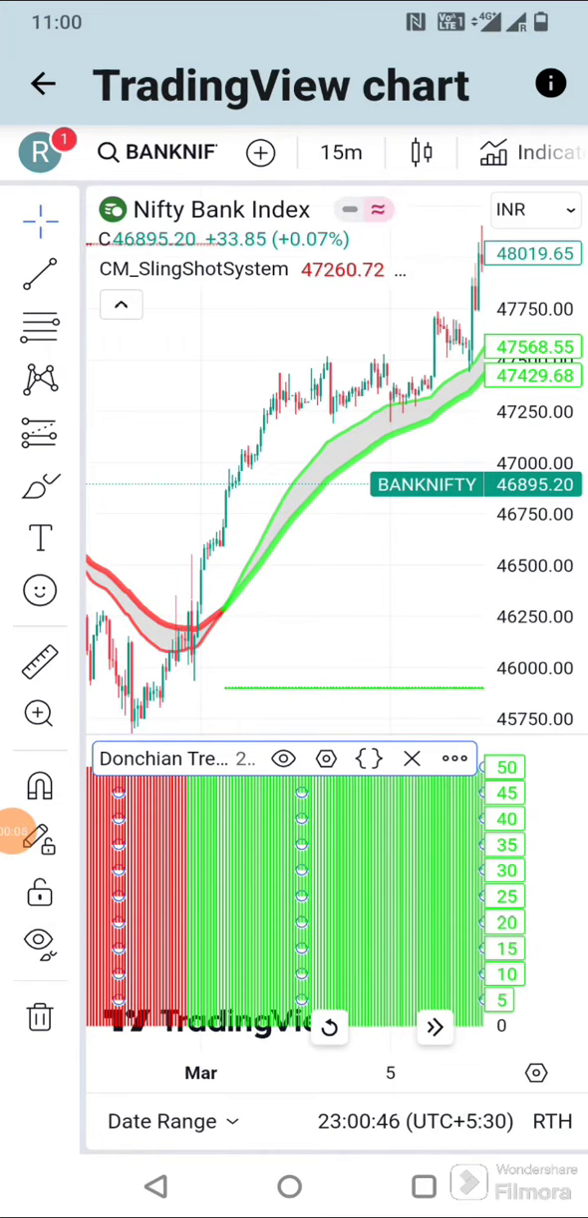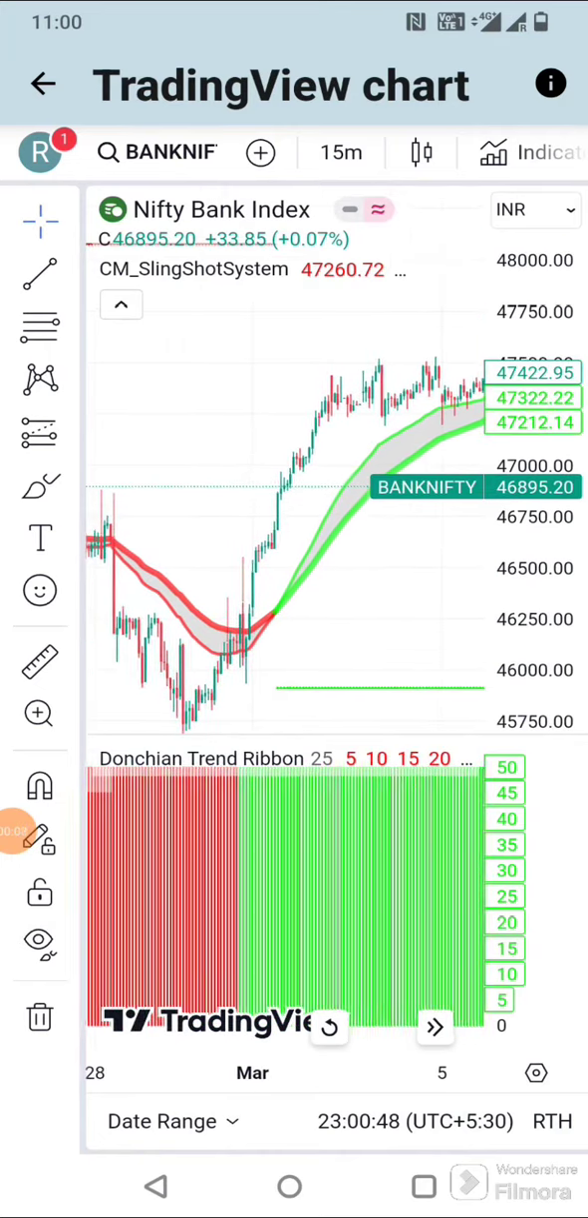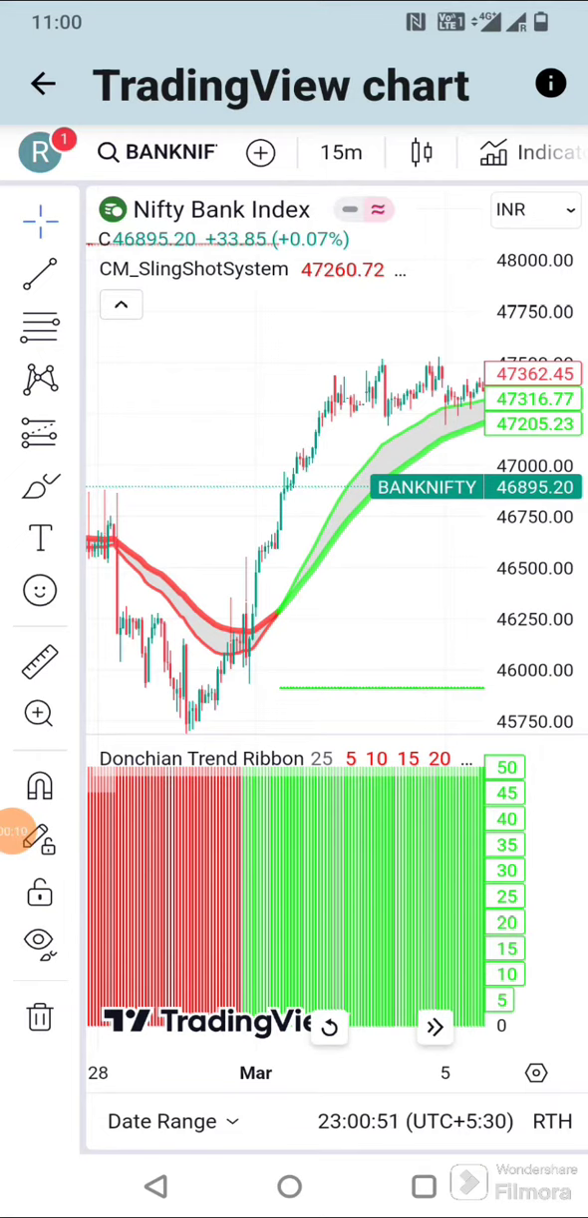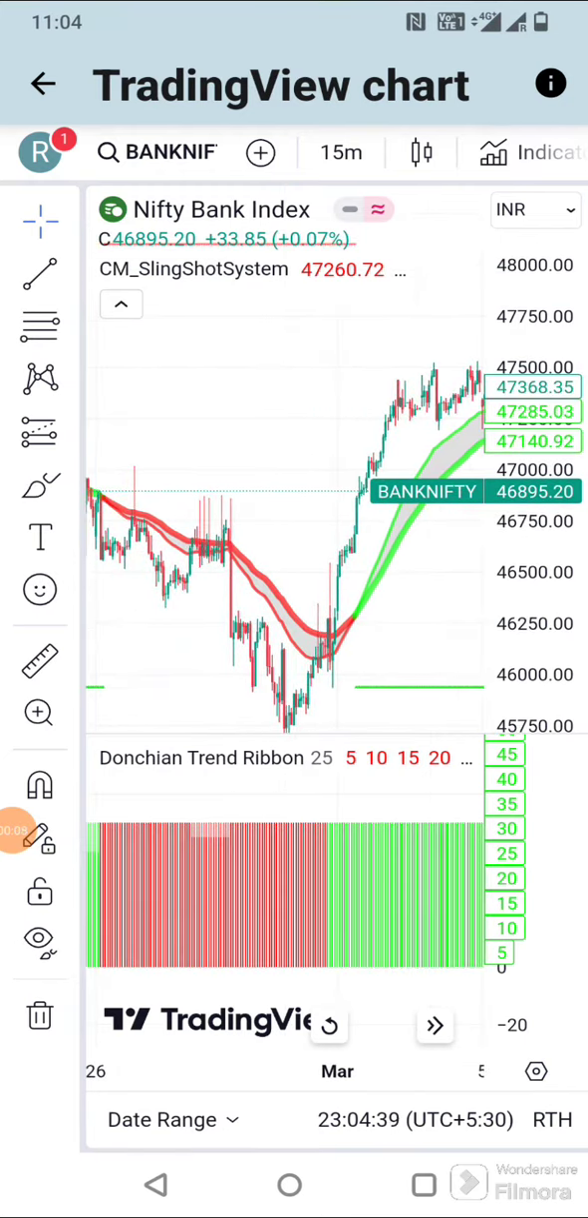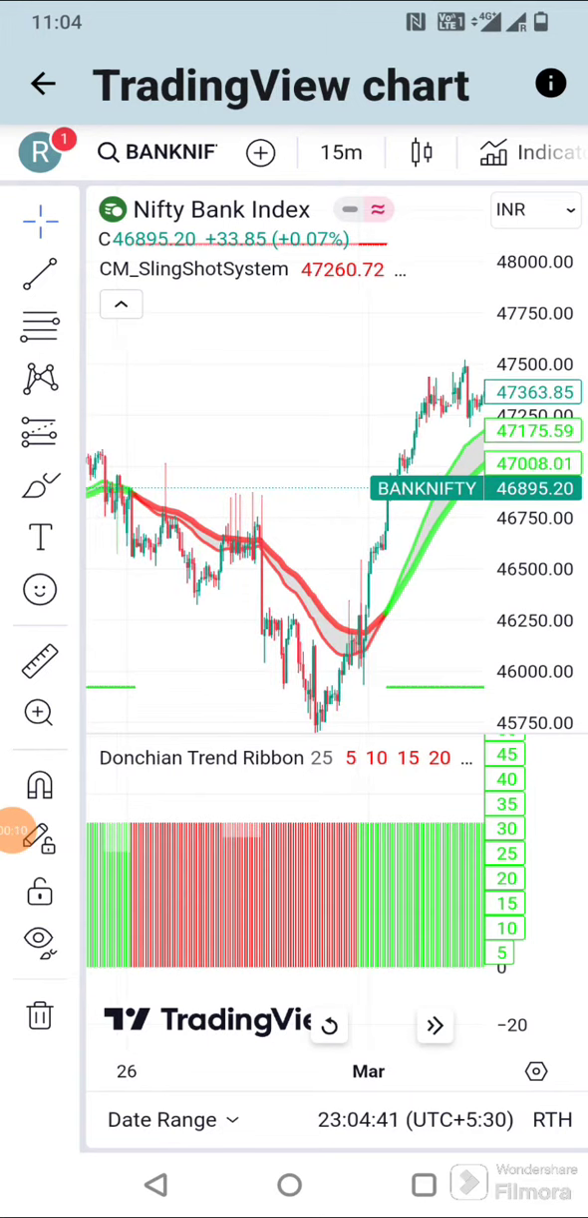When the CM Slingshot system indicator turns green, meaning the line below is green, along with that, if the Donchian trend indicator is in green, buy the call.